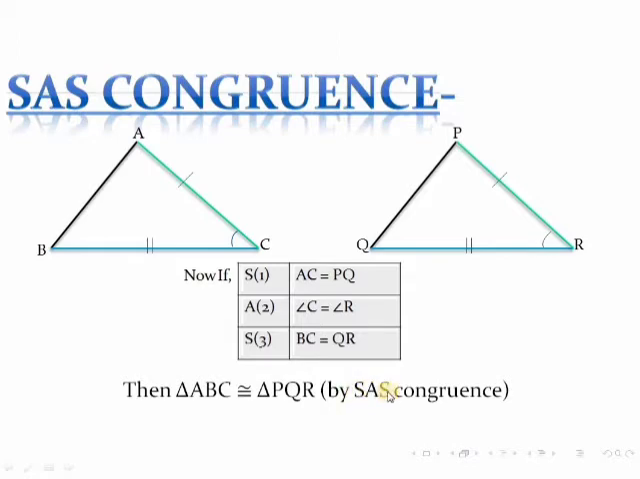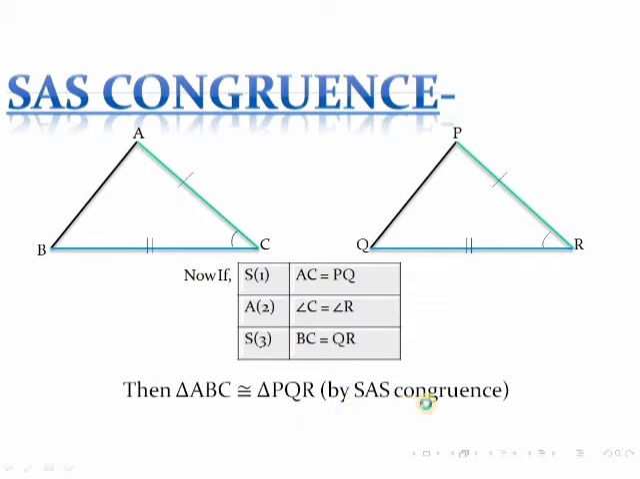Side AC is equal to, I'm sorry, it's not PQ, it's PR. Kindly make a correction of this. This is PR. Angle C is equal to angle R. SA is covered. Now one more S is required, and that is BC is equal to QR. So using SAS we say that triangle ABC is congruent to triangle PQR by SAS congruence.